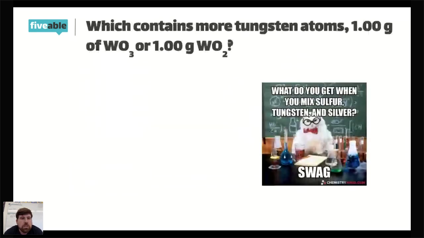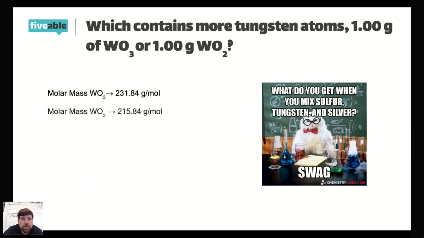So which contains more tungsten atoms? We're sticking with our theme here. 1 gram of tungsten trioxide, WO3, or 1 gram of WO2. And as far as this particular problem goes, what you need is the molar masses. So I'm going to go ahead and give those to you there.